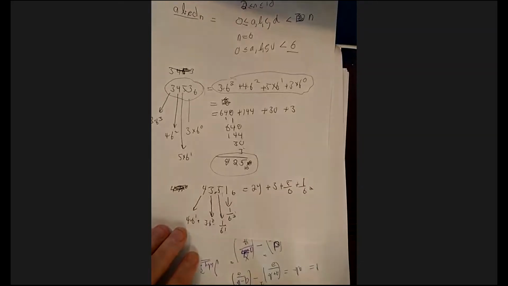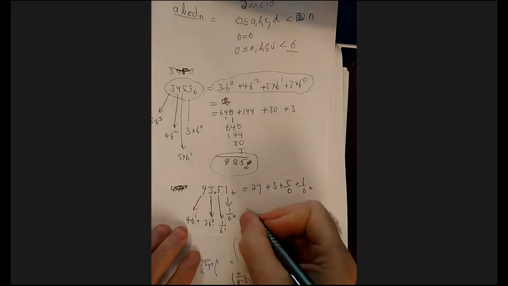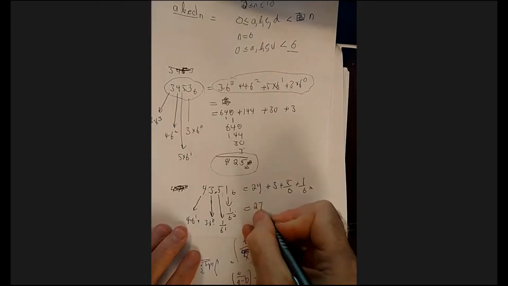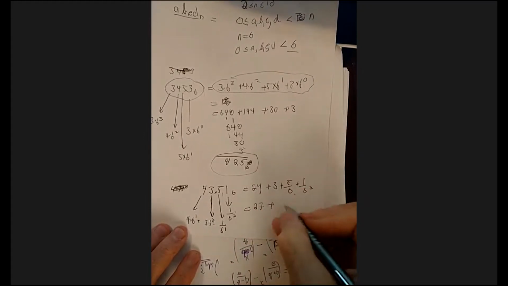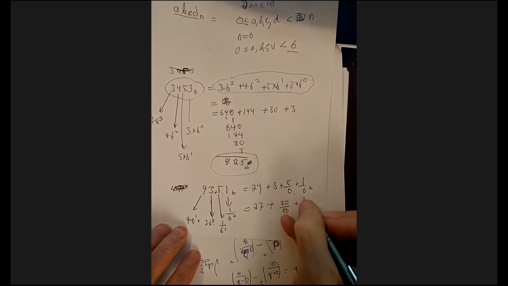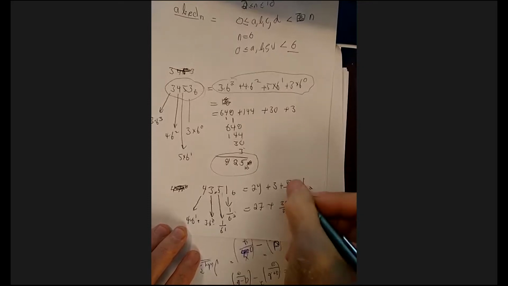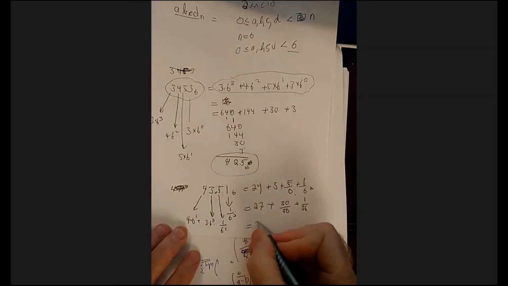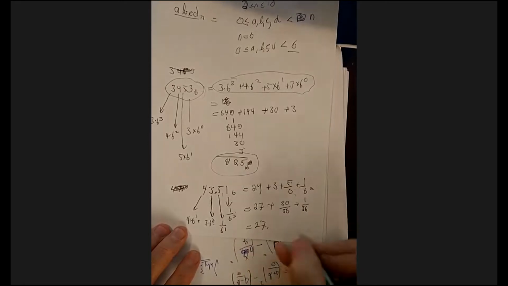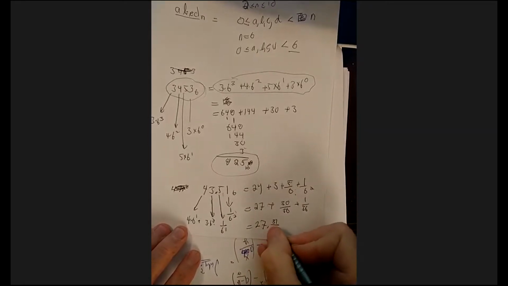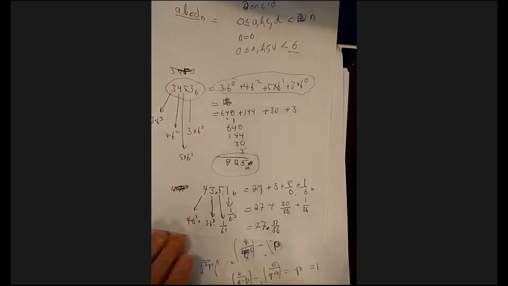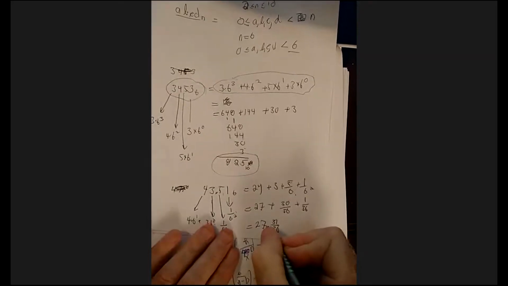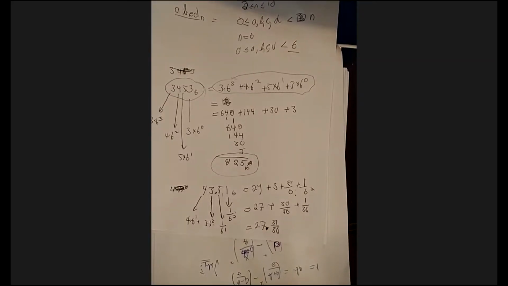Okay. And then whatever this equals, we would add it up. 27. Find a common denominator here: 30 over 36 plus 1 over 36. Multiplied 6 over 6. And so we would get 27 and 31/36. Sorry, that point shouldn't be there, so just ignore it. Okay. So that's how you write a number in another base.